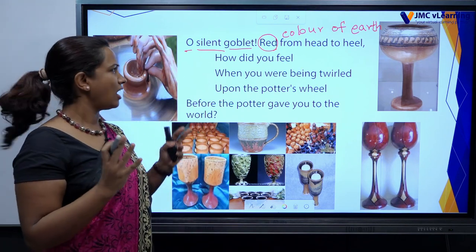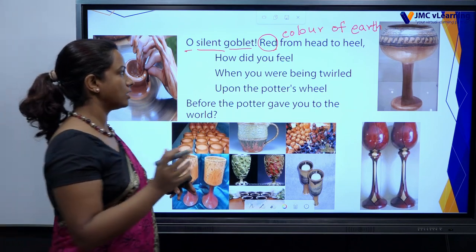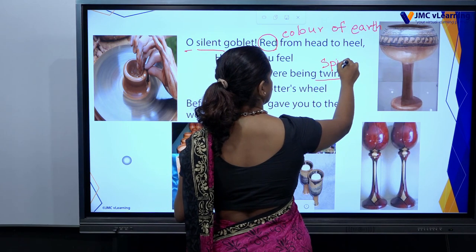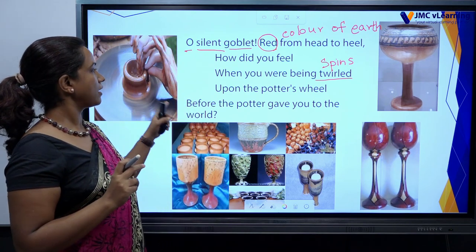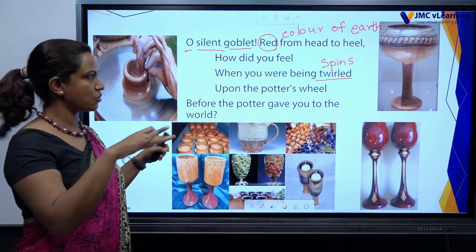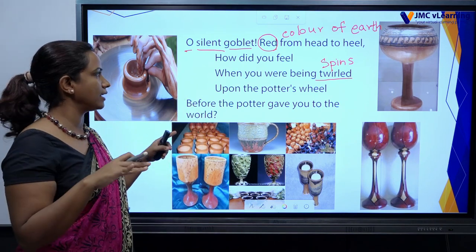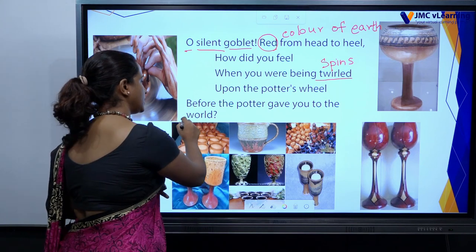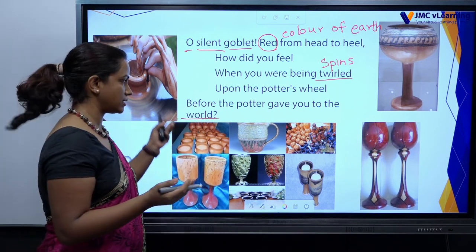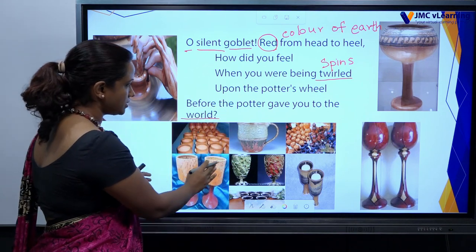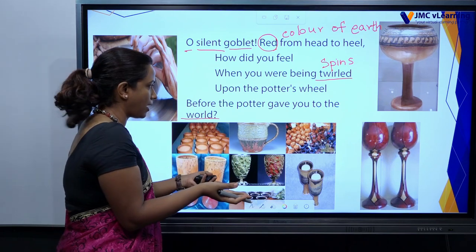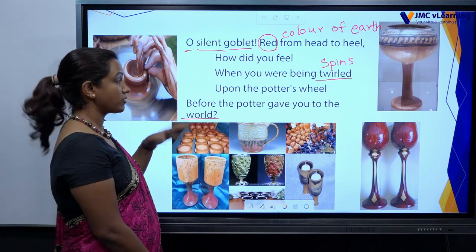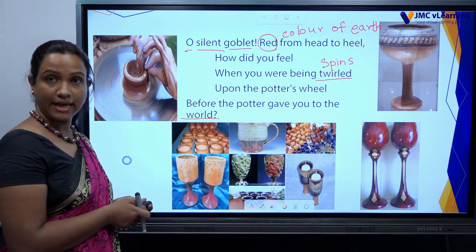How did you feel? Now he asks a direct question. How did you feel when you were being twirled? What is twirled? Spins around or rotates. When you are being spun around upon the potter's wheel, the potter's wheel is rotating. So when you are being twirled around the potter's wheel, how did you feel before the potter gave you to the world? World here means the hands of the consumers in the market. Just like in the pictures, before you go to the market, you are being given to the market. How did you feel? So who is giving to the world? The potter. Okay? Right. Let's see the next slide.